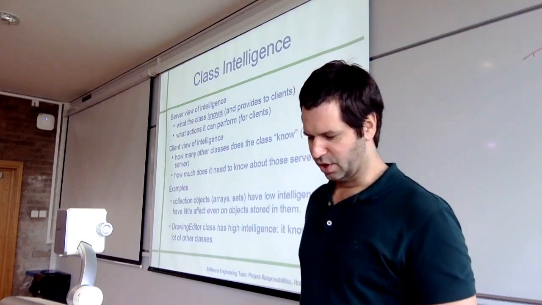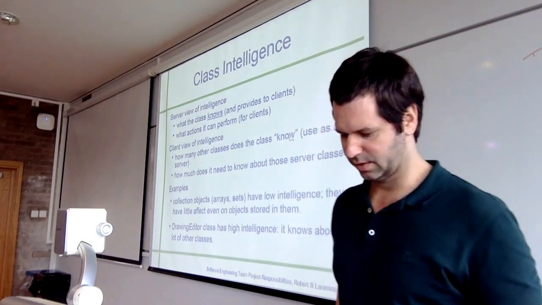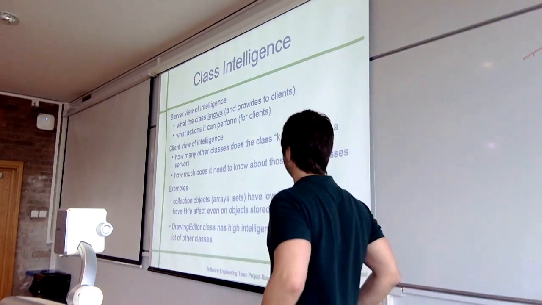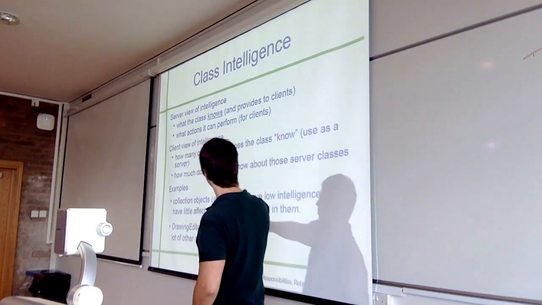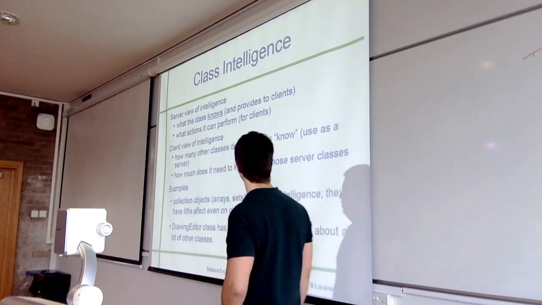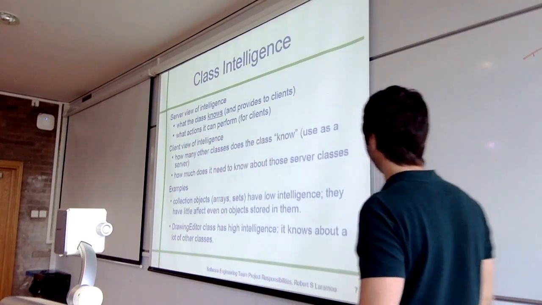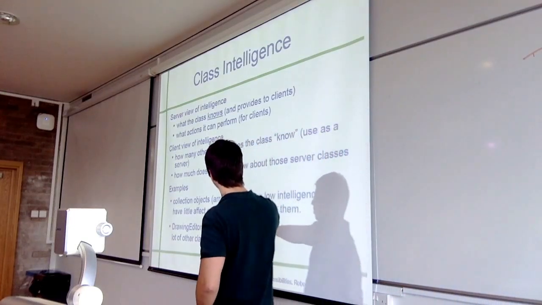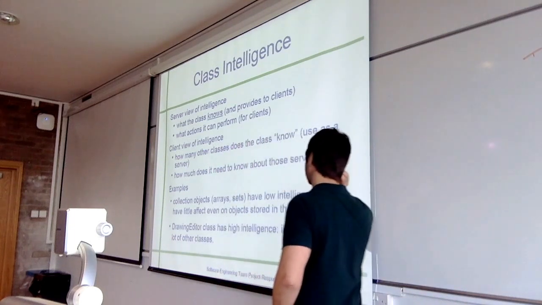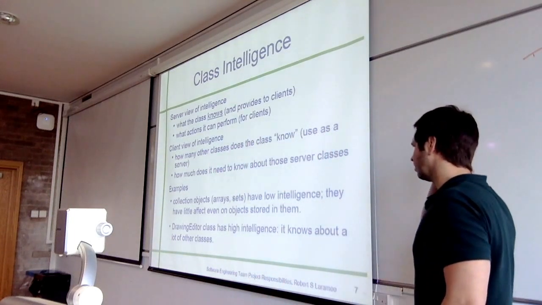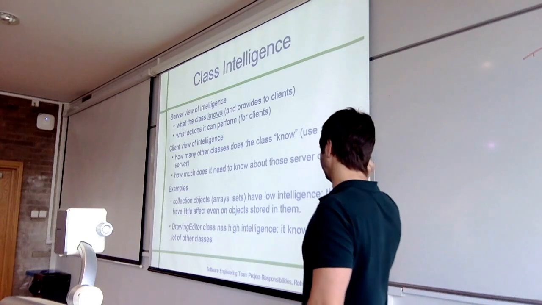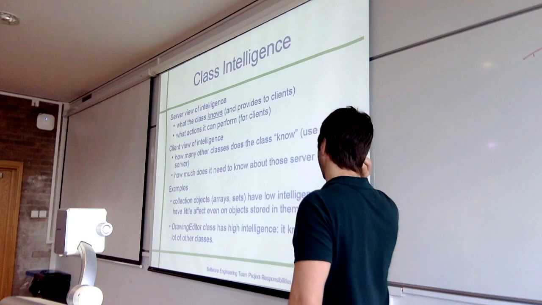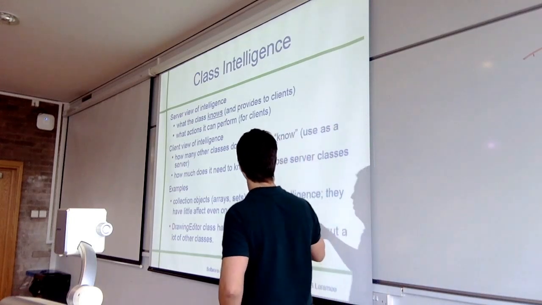And how much does it need to know about other server classes? Some examples are collector objects or collection objects. You're all familiar with arrays and sets. Collection objects have low intelligence. They have little or no effect on the objects that they store. A list or an array might just store some numbers, and the array might not have any effect on those numbers that are stored in it.